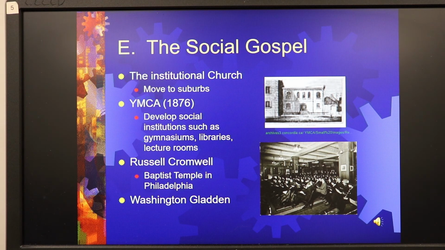Now, Washington Gladden was a preacher from Columbus, Ohio, who preached the social gospel from the pulpit. He said that Christianity lay not in rituals, dogmas, or mystical experiences of God, but in the principle of love thy neighbor as thyself.